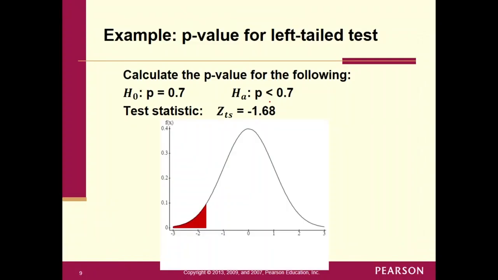Also a left-tailed test. This time we're looking up a negative 1.68. Here's a negative 1.68 right here. That makes sense. Left-tailed test, we're going to shade this in. Get your paper out, shade it in. It should look like my picture right here. Now that's going to be a little bit bigger than the last one, right? It's going to be a little bit bigger p-value. So look in your standard normal table, negative 1.68.